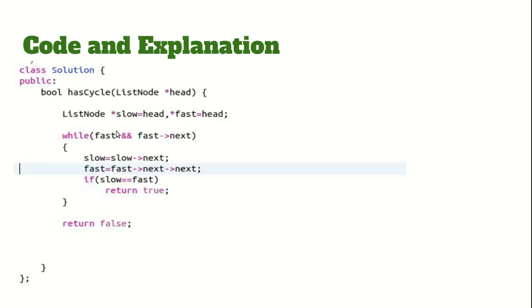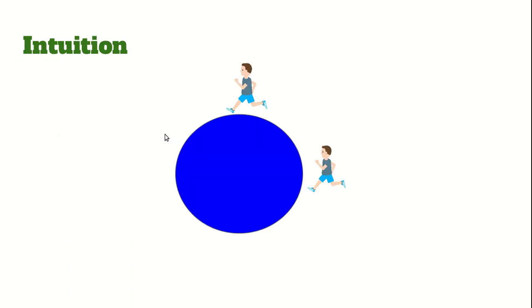So this is the function name which tells whether there is a loop in this linked list or not. It takes a head argument, and what I'm doing is creating two persons. The first person is moving slow and the next person is moving fast. So initially in this while loop, I'm checking fast and fast of next.